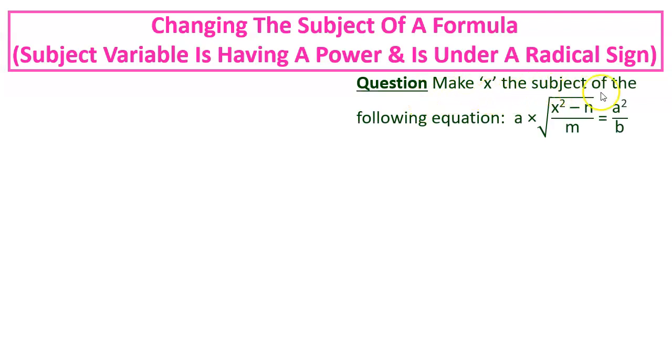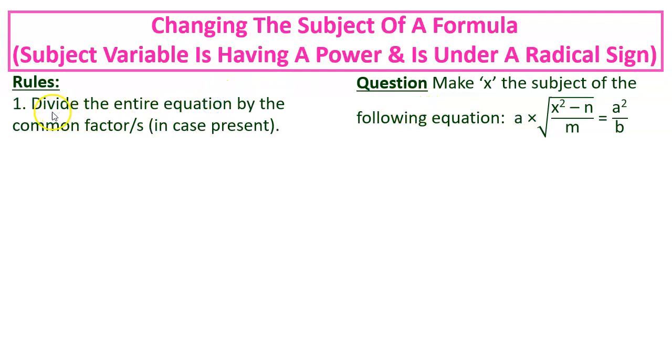Make x the subject of the following equation: a times square root of x to the power of 2 minus n over m equal to a to the power of 2 over b. E, b, n, m, x, these are all real numbers. Okay. Coming to the rules part, rule number 1, divide the entire equation by the common factor or factors in case they are present.